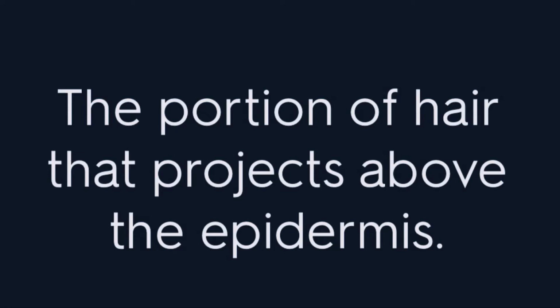Hair root: the part of the hair located below the surface of the epidermis. Dermal papilla, plural is dermal papillae: a small cone-shaped elevation located at the base of the hair follicle that fits into the hair bulb. Hair shaft: the portion of hair that projects above the epidermis. So that's what we see coming out of the skin. Hair shaft. Also, some people say the hair strand.